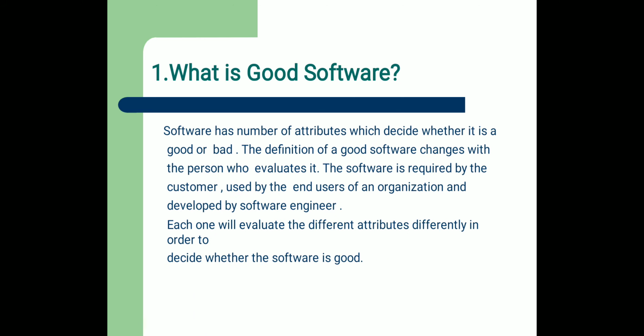What is good software? See, there is no such thing as good software or bad software. Sometimes the result is not good, then automatically it is shown as bad software. Good software means software has a number of attributes which decide whether it is good or bad. The definition of good software changes with the person who evaluates it.